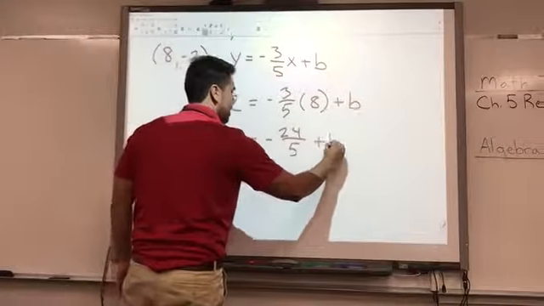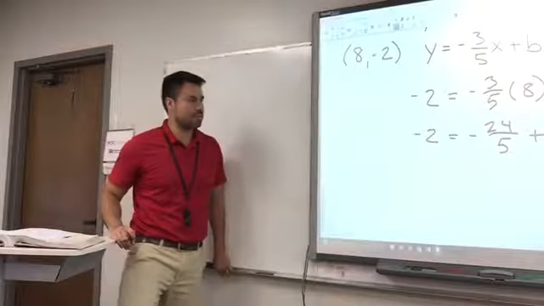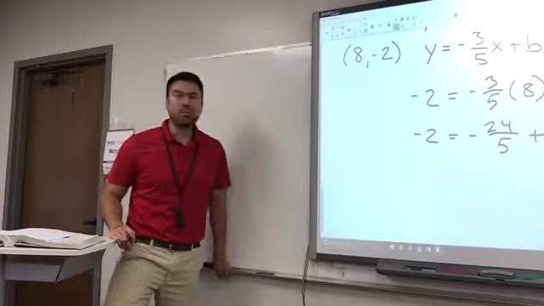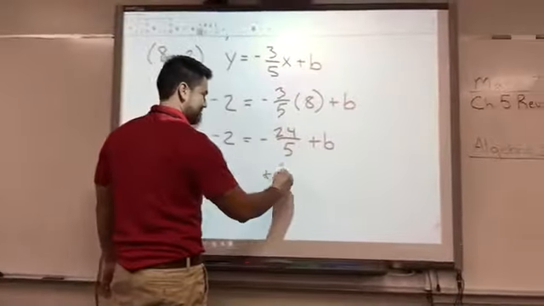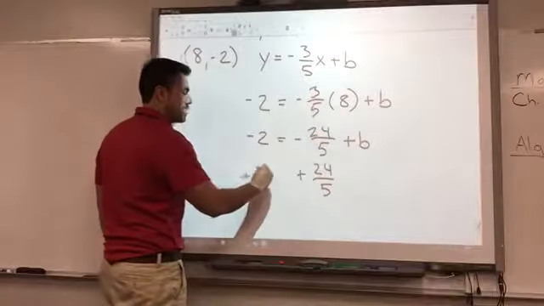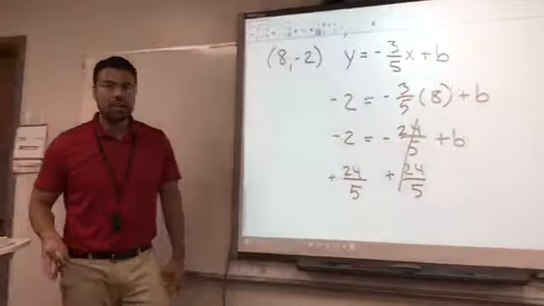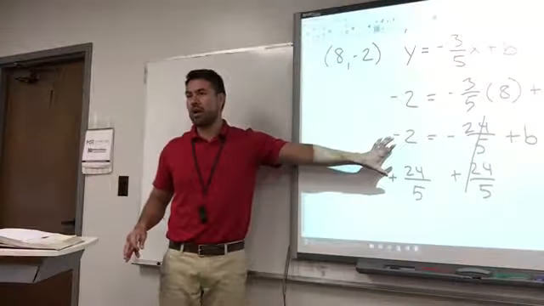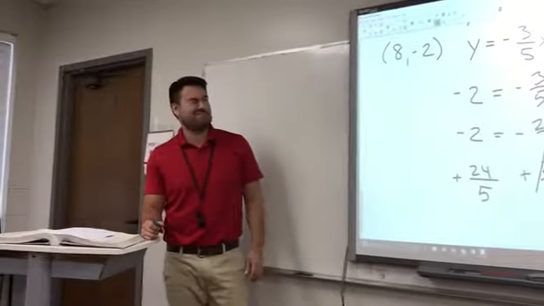Sorry about my board. I get -2 is equal to negative 24/5 plus b. And then what do I do to both sides? Add 24/5. That gets that canceled out, which is good. But can I just combine these two as they are? Can I just combine -2 and 24/5? No.